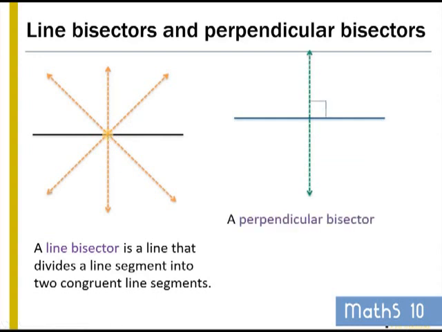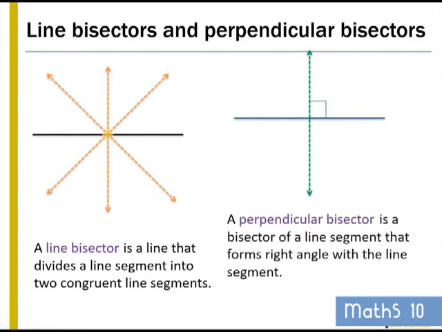A perpendicular bisector is a bisector of a line segment that forms a right angle with the original line segment. So this green line here divides the blue line exactly in half and meets the blue line at right angles. The blue line and the green dotted line are perpendicular.